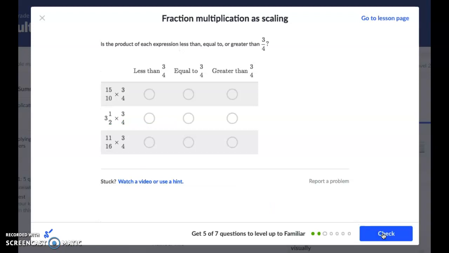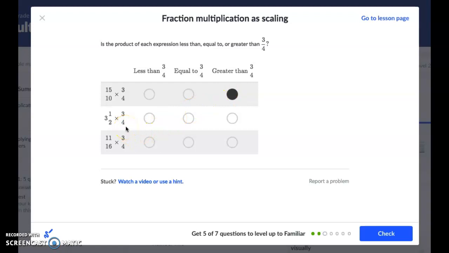Is the product of each expression less than, equal to, or greater than 3/4? So for some reason, the fraction bars did not show up in here, but we can still figure this out. So 15/10 times 3/4. So we know we have 3/4, and we're multiplying it here by a number greater than 1. So because 15 over 10 is greater than 1, that means we're going to get an answer greater than 3/4.